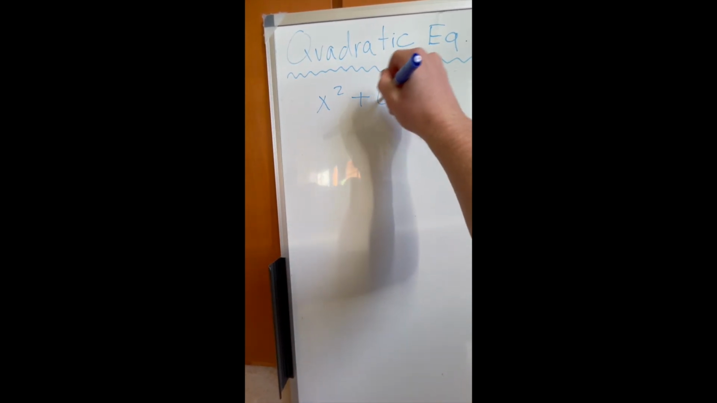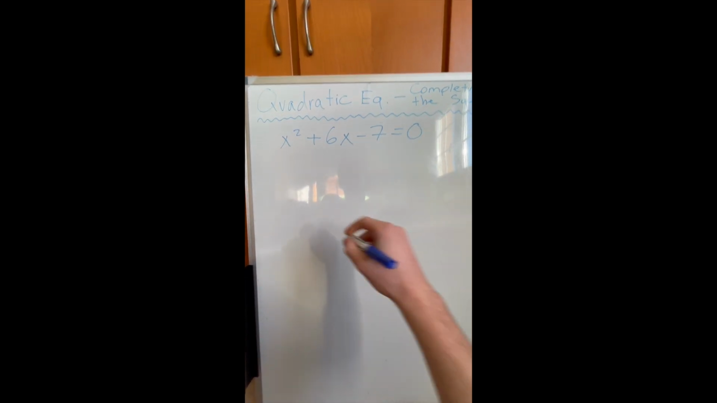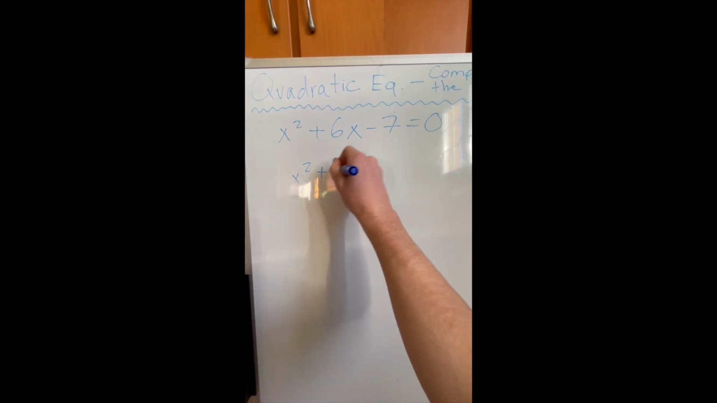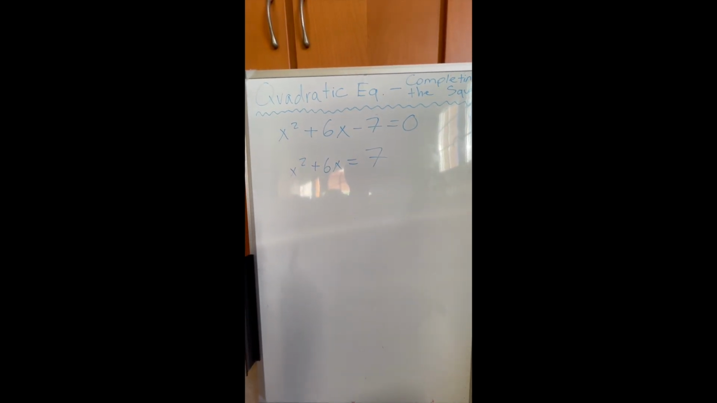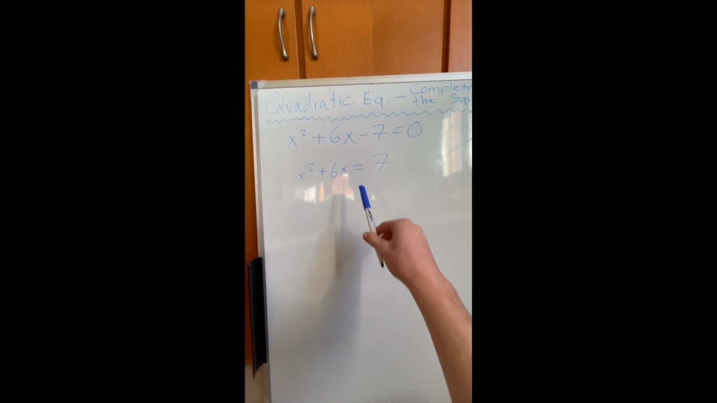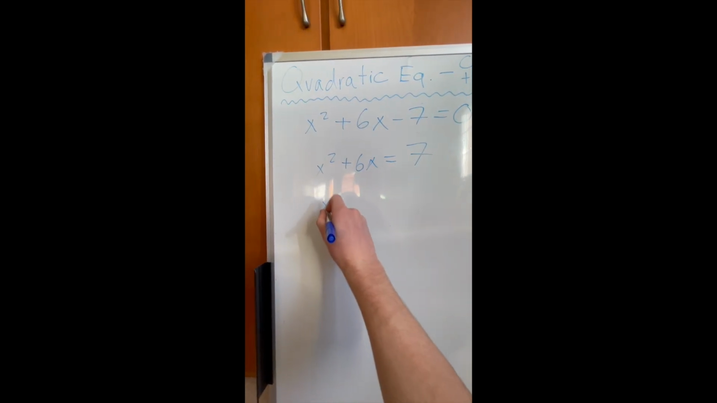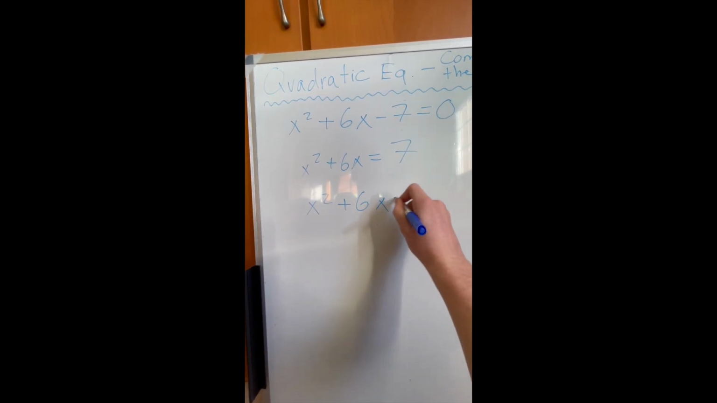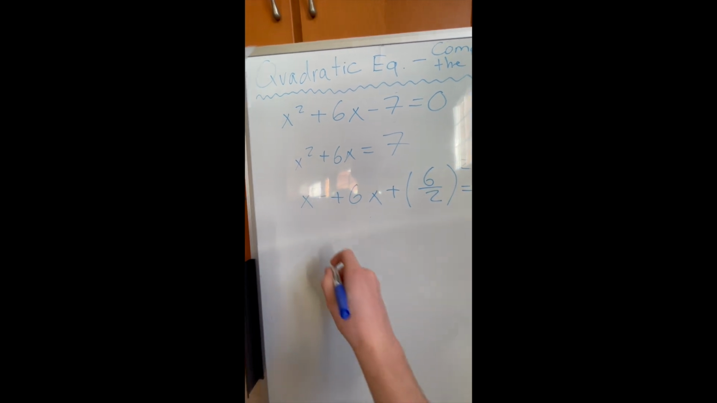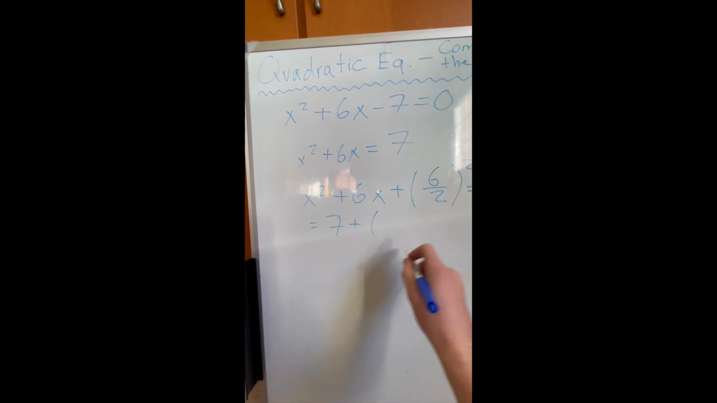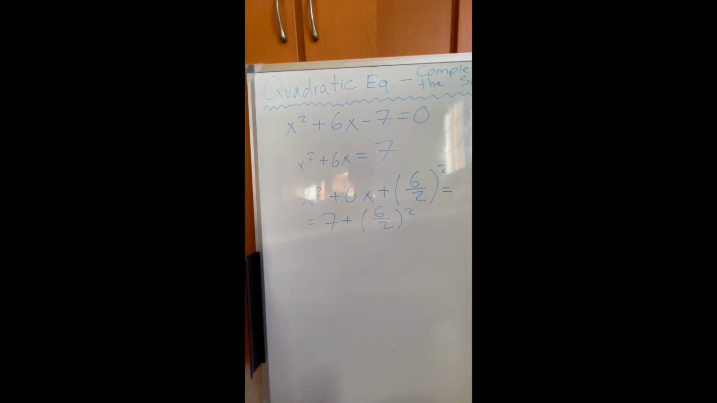x squared plus 6x minus 7 is equal to 0. What you first must do is move the constant to the other side. x squared plus 6x equals negative 7 to the other side, positive 7. Now, you must add in both sides of the equation the coefficient of x divided by 2 and squared. So, x squared plus 6x plus 6 over 2 squared is equal to 7 plus what you must do on one side, you must do on the other side for it to be equal, 6 over 2 squared.